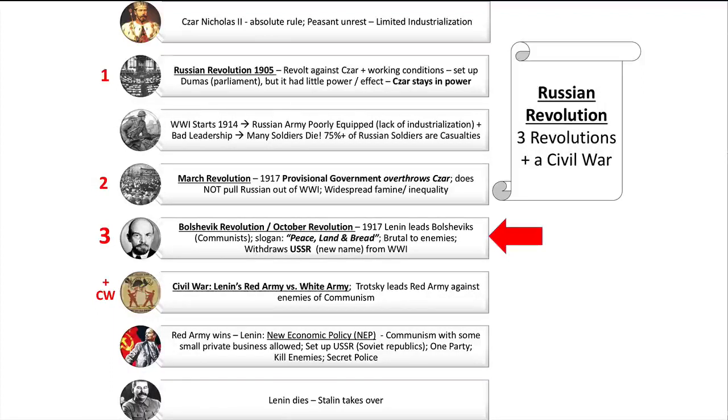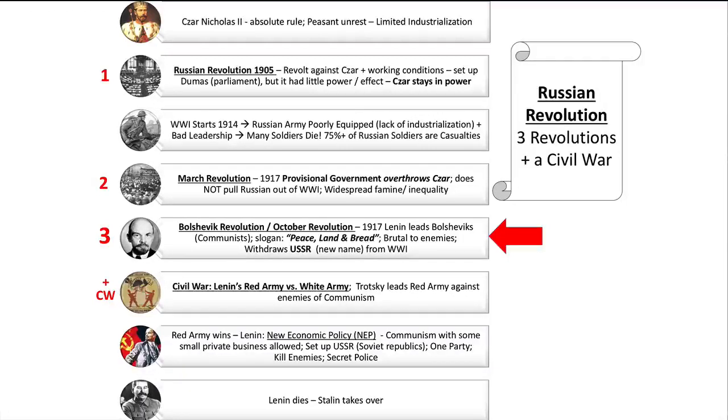All right. So now moving forward, we get to 1914. This is 9 years later. Tsar Nicholas II is still in power, and Russia is going to enter World War I. What happens is, like I mentioned previously, Russia has very limited industrialization. And that impacts how effective Russia can be in World War I.